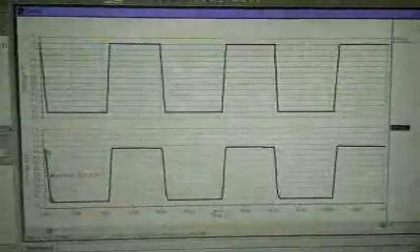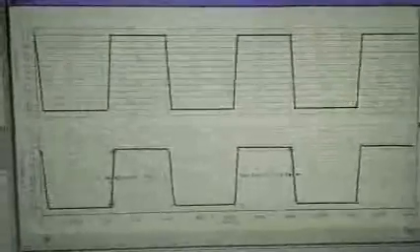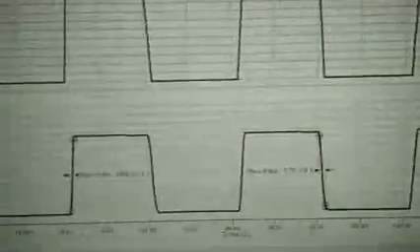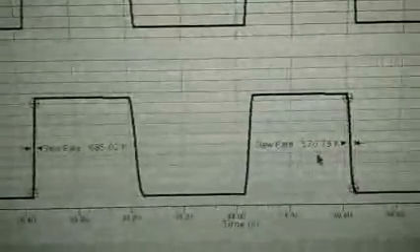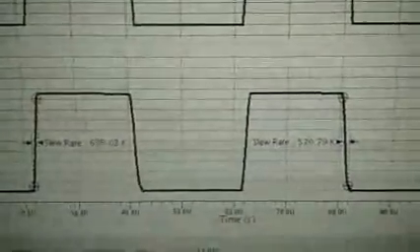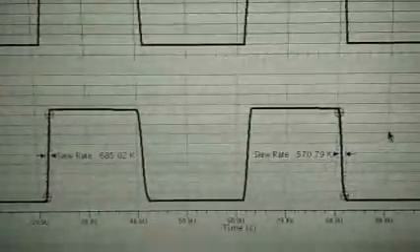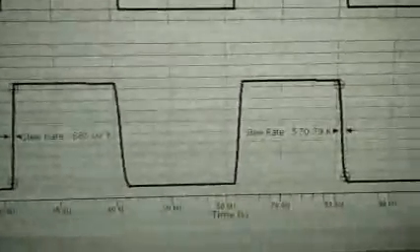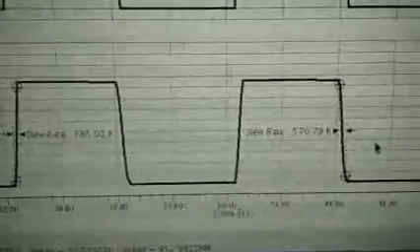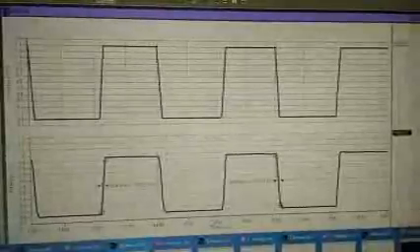From here we can see that the slew rate for this output is equal to 570k per second, which is equal to 0.57 volt per microsecond, and it satisfies our specs, which is 0.5 volt per microsecond. Next, we'll run through the output swing simulation.